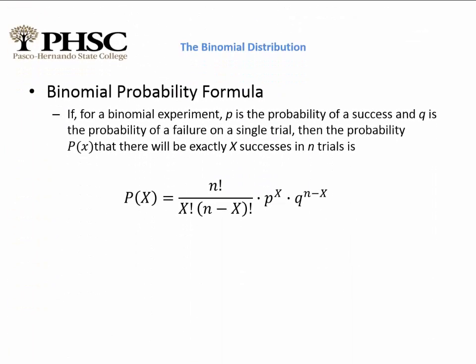So this then leads us to the binomial probability formula. For a binomial experiment, p is the probability of success, q is the probability of failure in a single trial. Then the probability P of x that there will be exactly x successes in n trials is given by P of x is equal to, and the first part is just the combination formula, right? So n factorial divided by x factorial times (n minus x) factorial, times p raised to the x, times q raised to the n minus x.